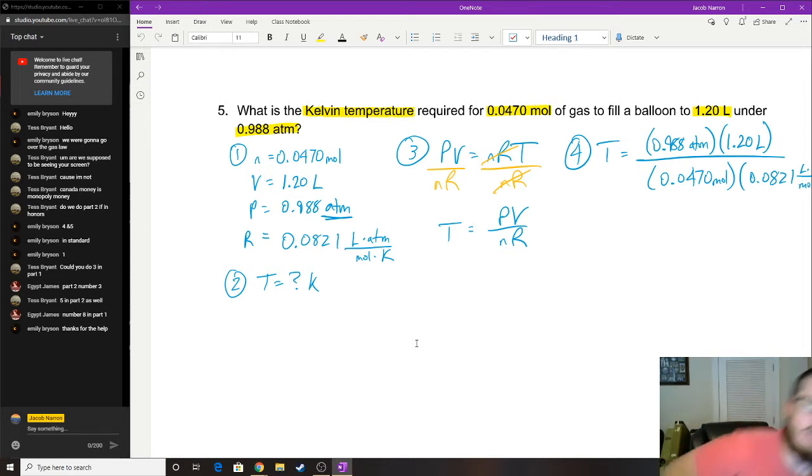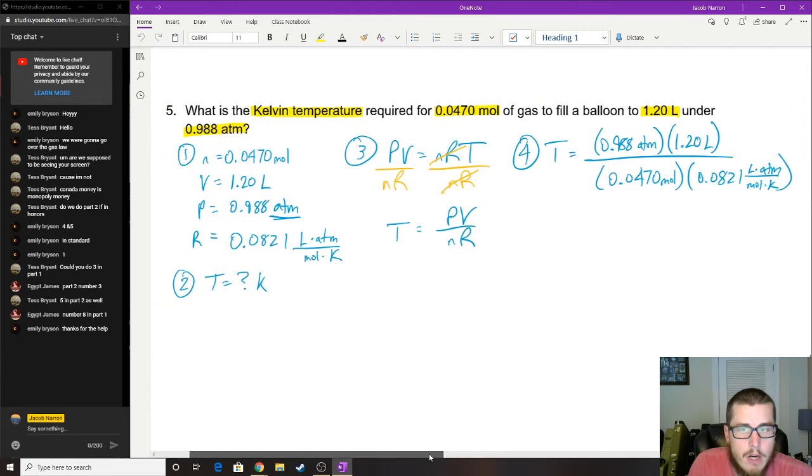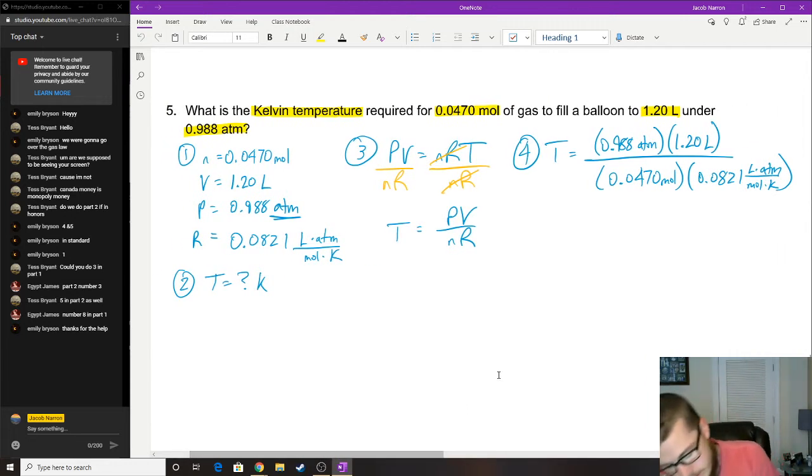Sorry, it got clipped a little bit, didn't it? Let me scooch over just a hair. There we go. So now step number 5, let's see what we ended up getting. In my calculator, I'm doing 0.988 times 1.2, divided by 0.047, and divided by 0.0821. And I end up getting an answer of T equals 307.